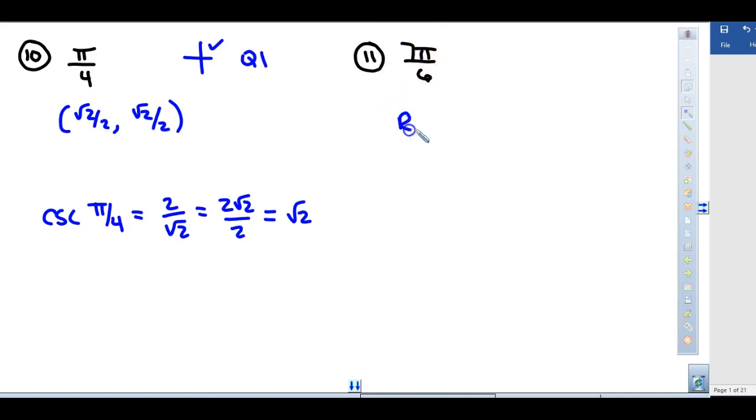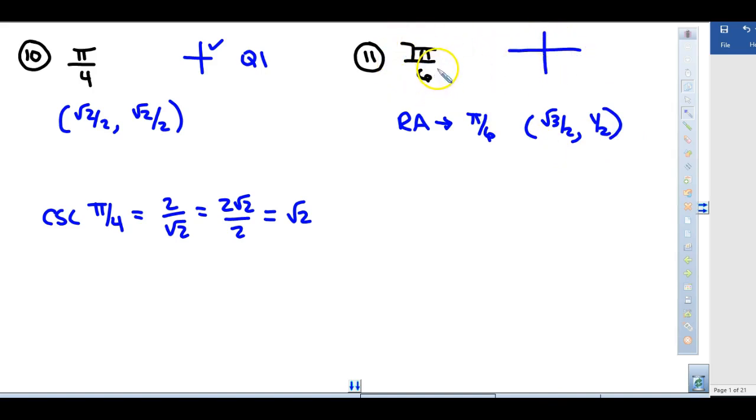First of all, if your denominator is 6, then your reference angle is pi over 6. And the ordered pair for pi over 6 is square root of 3 over 2 and 1/2. Okay, second thing, know which quadrant you're in.